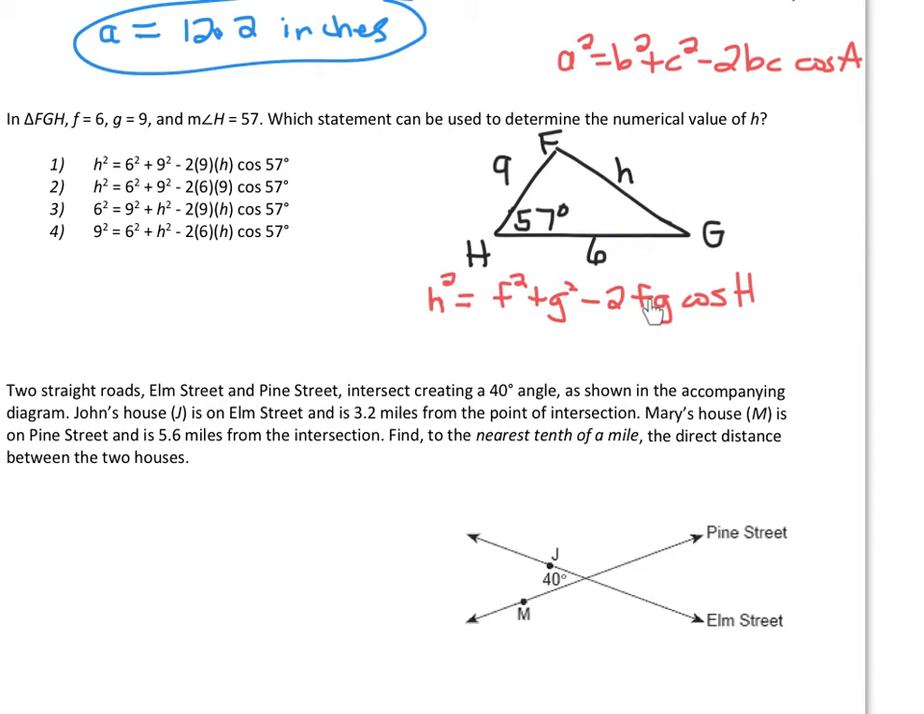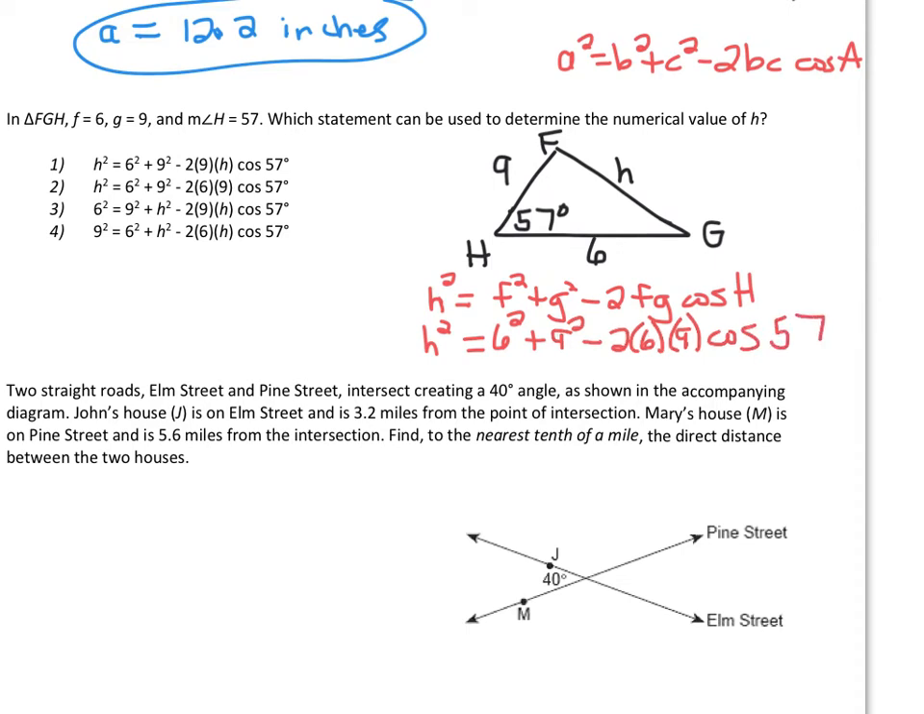Okay, so now what I'm going to do is I'm just going to look at my triangle and plug in the numbers. Now, H is what we don't know, so I'm going to have to solve for that. So I'm going to leave that as H squared, and then equals, in place of F, I can plug in the 6. So I'm going to have 6 squared, and then plus, in place of the G, I'm going to have 9, so I'm going to write 9 squared, minus 2 times 6, that was F, times 9, that was G, times cosine, and angle H is 57 degrees.